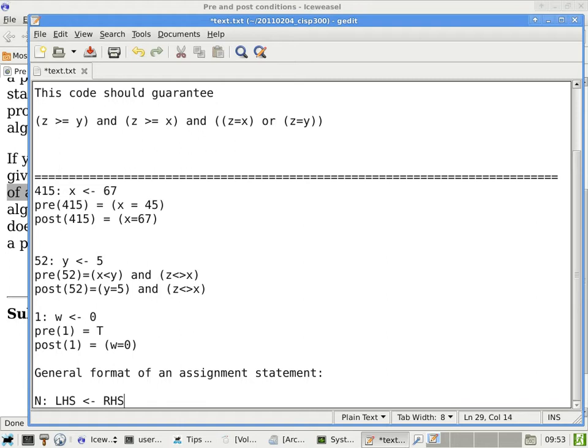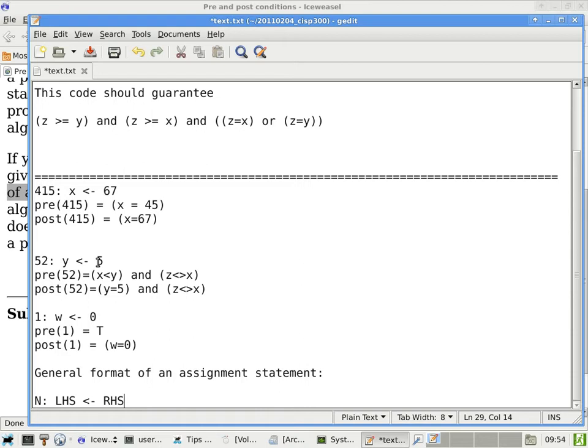And it also has a right-hand side, which can be a long and complicated expression, can be just a 0, can be 67, can be 5, can be anything on the right-hand side. Are we doing okay so far with the 3 components of an assignment statement? The line number, the left-hand side, which is the variable getting changed, and the right-hand side that specifies the value to update the left-hand side.